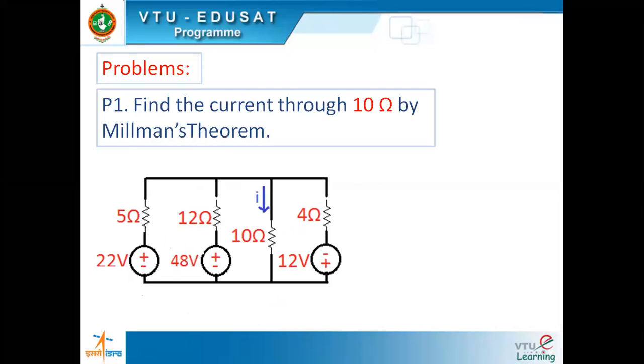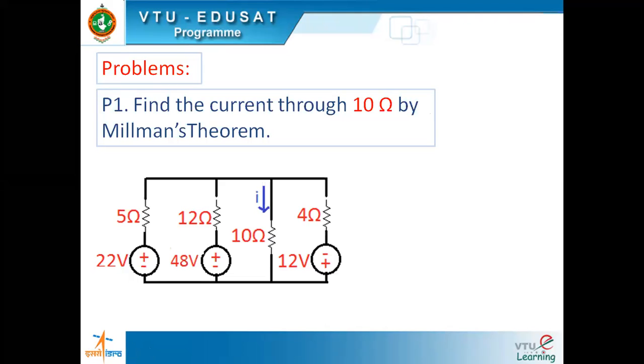Now, see what they are asking us. Find the current through 10 ohms by Millman's theorem. The same can be asked by Thevenin's theorem and Norton's theorem also. What do we do there? If you are asked to find some current or voltage, what did we used to do? We used to remove the branch where that current is flowing or voltage is dropping. The same applies here in Millman's theorem also, because we are asked to find the current here.